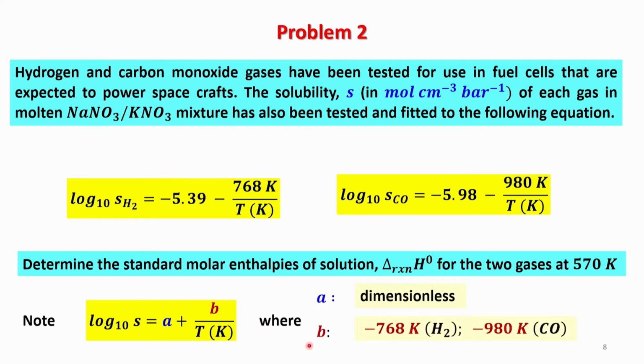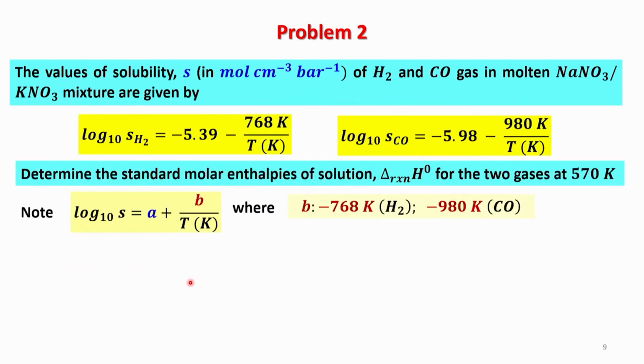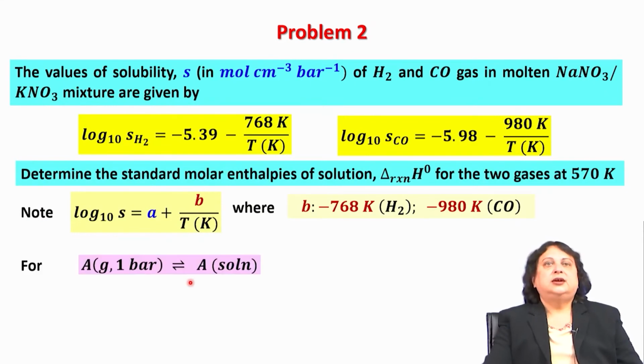B actually, if I look at the slope over here, that is the slope of the straight line where my x axis is 1 by T, I find that this is minus 768 Kelvin for hydrogen and minus 980 Kelvin for carbon dioxide. So, that is the first point that I note, and I understand that I will have to use this expression to find out the standard molar enthalpies of solution.